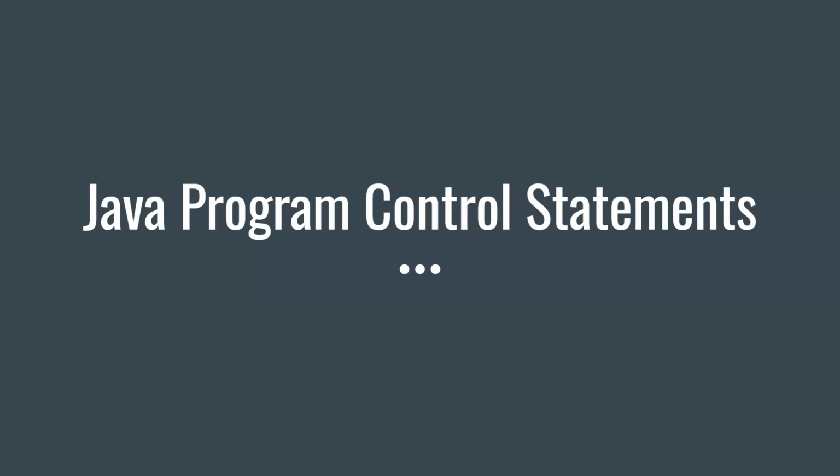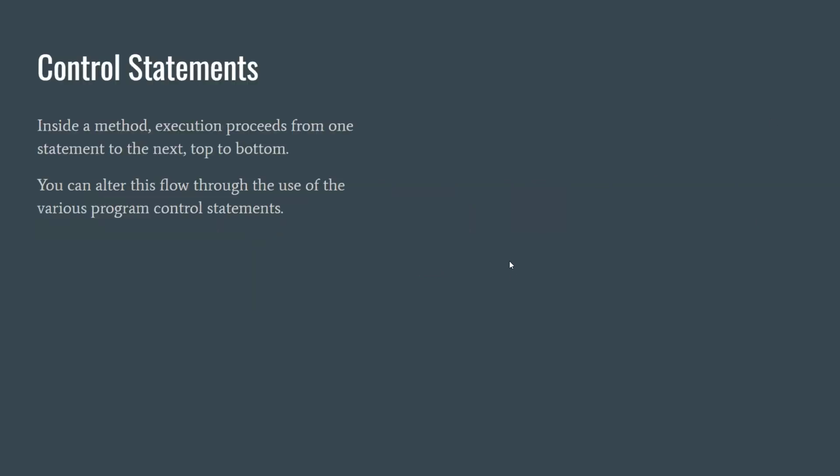Hello everyone, let me talk about Java program control statements. Control statements are inside a method, and execution proceeds from one statement to the next, top to bottom. Using control statements, you can alter the flow through the use of various program control statements that we're going to see.